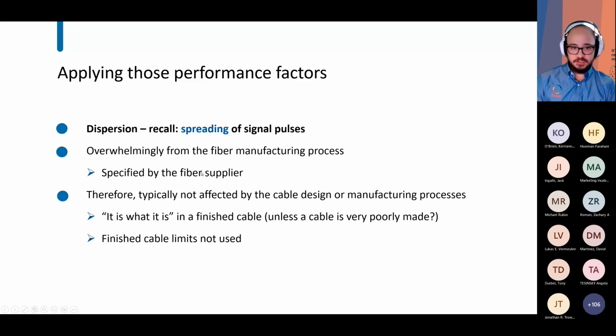Dispersion. So, like we just discussed, it's spreading of signal pulses, and it's overwhelmingly controlled by the fiber manufacturing process, and so it's specified by whoever your fiber supplier is. And because it's mainly down to the fiber itself, it's not usually affected by your cable design or your manufacturing process. Like we have here, it is what it is in a finished cable, unless you make your cable very poorly. And then there aren't really any finished cable limits for it. So as long as you're making good cable and you're getting good fiber, your dispersion should be manageable.